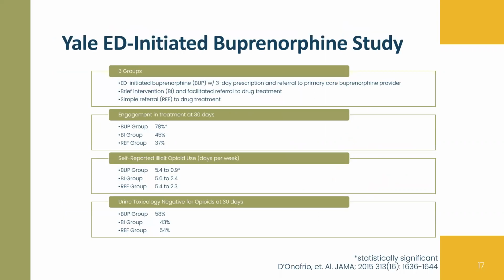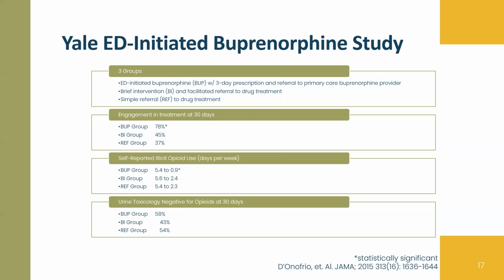You may be familiar with the D'Onofrio study out of Yale, where, similarly out of an emergency department, they had 3 study groups. One was initiated with the medication and a 3-day prescription with a referral to a primary care provider with continued maintenance therapy. One group received a brief intervention and then got a referral to treatment with no medication, and a third group received a simple referral to treatment.